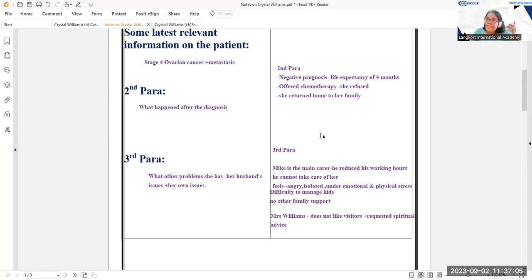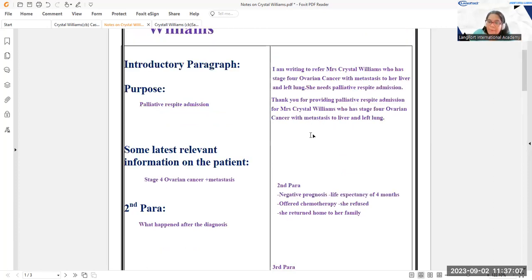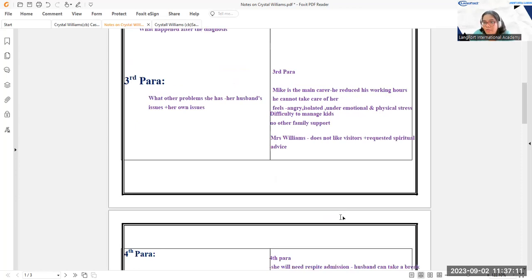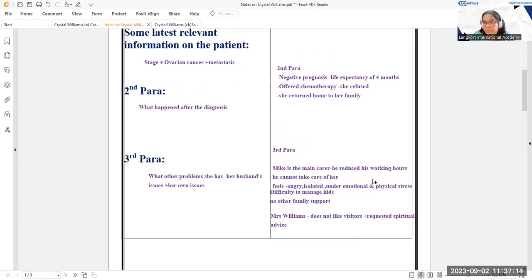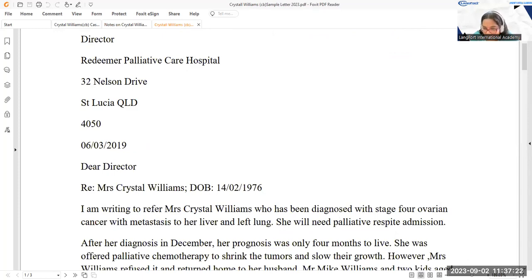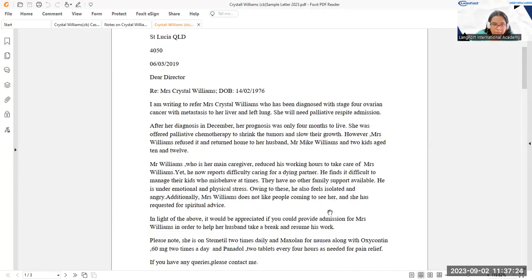So basically our structure is: introductory paragraph, after the diagnosis the problems, the third paragraph the other problems. So don't break this logic with current medications in between. Okay, all right. So let's have a look at the sample letter. All of you, let's have a quick look at the sample letter. Then we'll look at each paragraph.